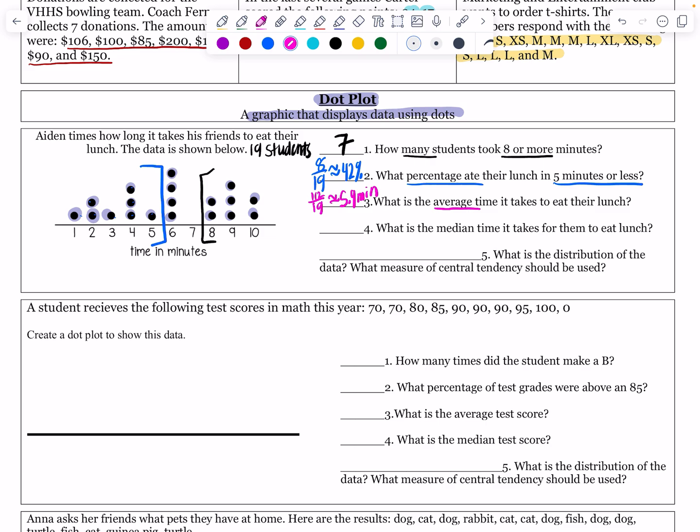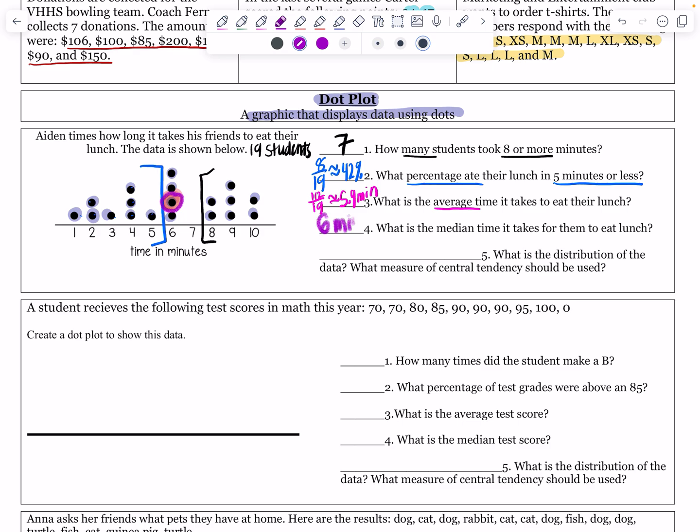So what is my median? Well, if there are 19 students, to find the middle, I'm going to do 19 divided by 2. It's going to give me 9.5. So my 10th data point should be the middle. So 1, 2, 3, 4, 5, 6, 7, 8, 9, 10. This would be the middle, the median. So that's going to be 6. Let's circle it. That is our median. Means there's the same amount of dots on the right as on the left. 1, 2, 3, 4, 5, 6, 7, 8, 9. 1, 2, 3, 4, 5, 6, 7, 8, 9. Yes. So our median is going to be 6 minutes.